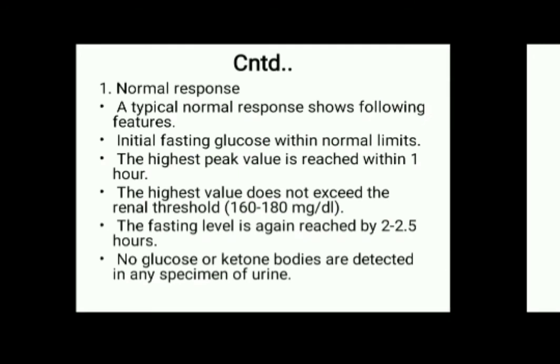A typical normal response shows the following features. Initial fasting glucose within a normal limit. The highest peak value is reached within 1 hour. The highest value does not exceed the renal threshold that lies between 160 to 180 mg per dl. The fasting level is again reached by 2 to 2.5 hours. No glucose or ketone body is detected in any specimen of urine.